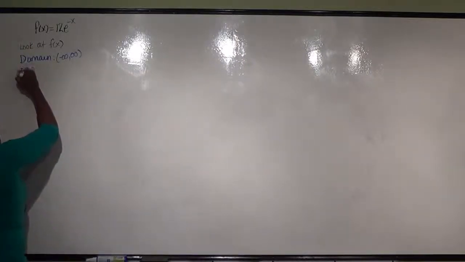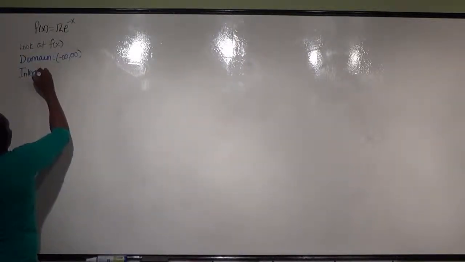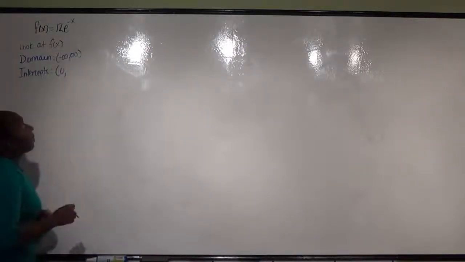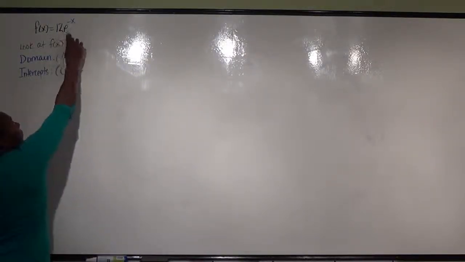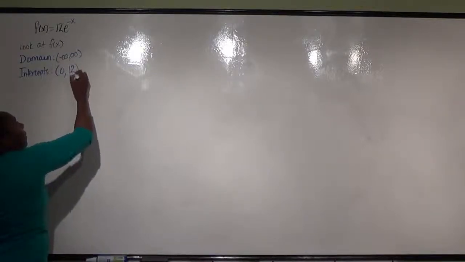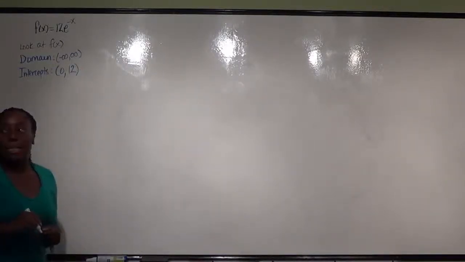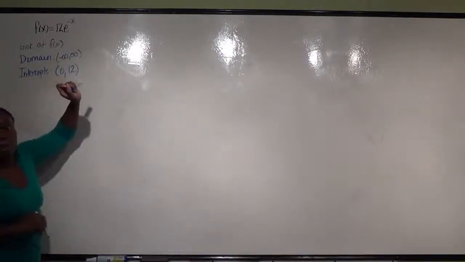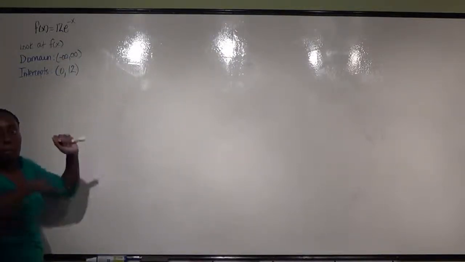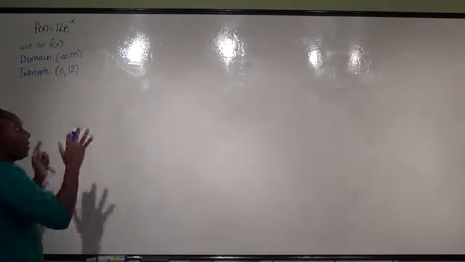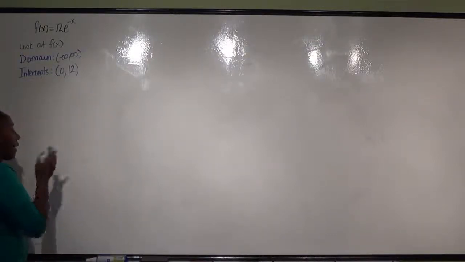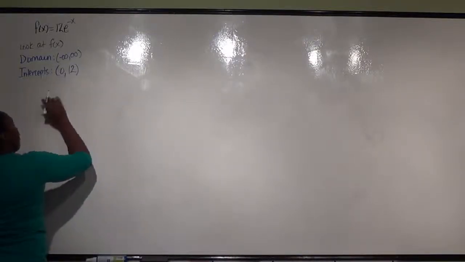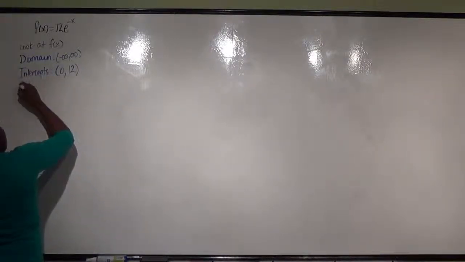For our intercepts, when x is equal to 0, we can plug in and see that we're going to get 12. And if we try setting it equal to 0, well, we see 12e to the negative x equals 0, never, right? If you remember your exponentials, the range is always above 0. So there's our only intercept.